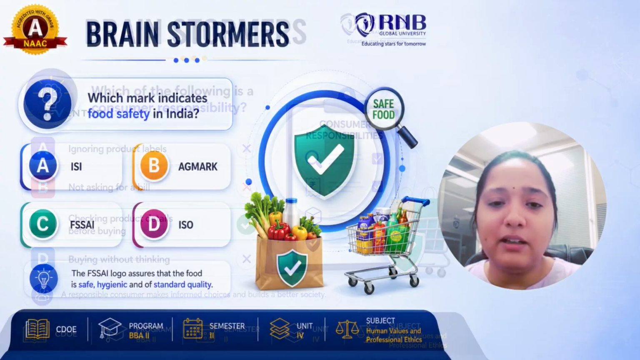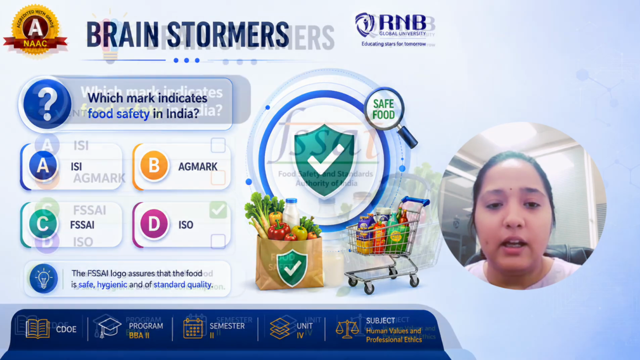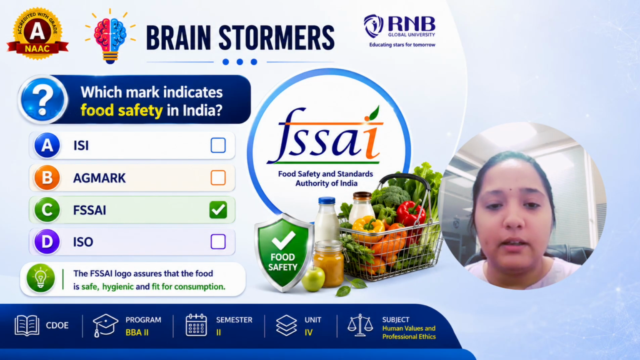Now, which mark indicates food safety in India? ISI mark, Agmark, FSSAI, or ISO mark. The correct answer is the FSSAI mark. This is the correct answer for this question.